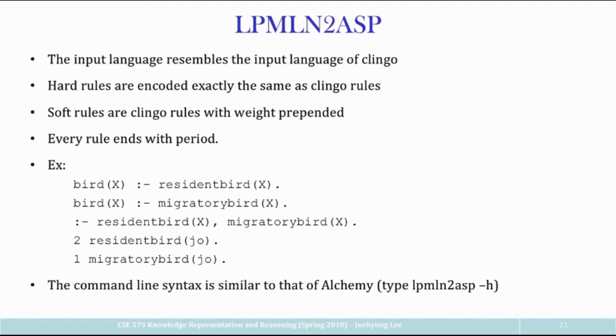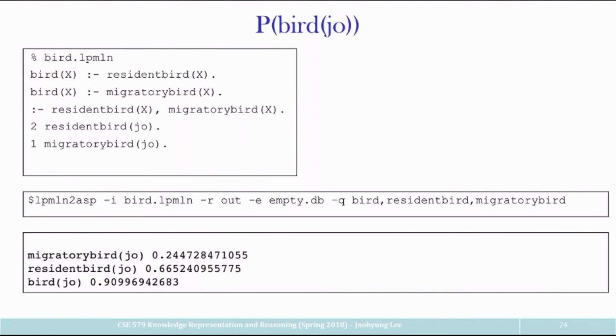Here is an example, the bird example that you saw, and the only thing that is different from the Clingo rules that you saw before is that you can assign the weight. If you don't assign the weight, then we assume that these are hard rules with infinite weight, the weight alpha. If you want to know more about the command line options, there's a help option that shows all the options of the system. But I'm going to show you how to run this system. So here is the program.